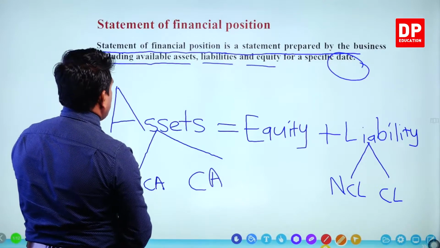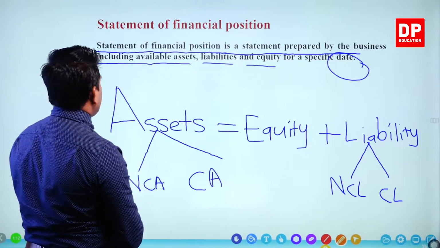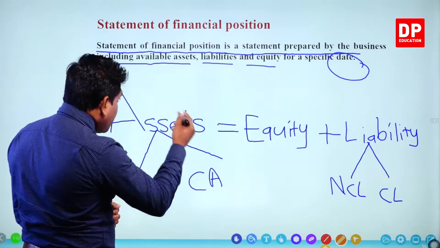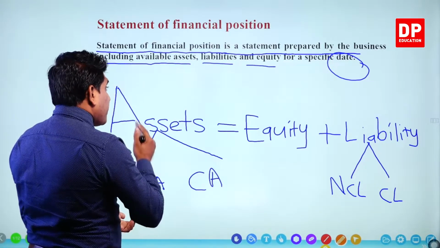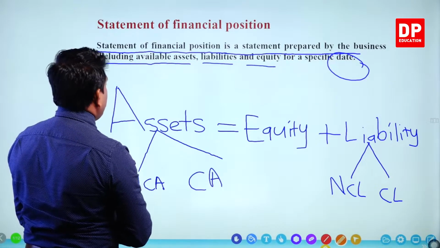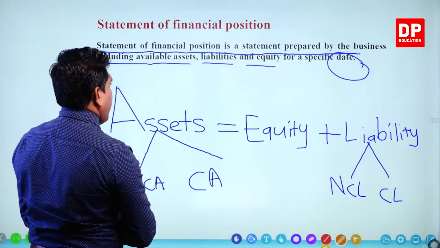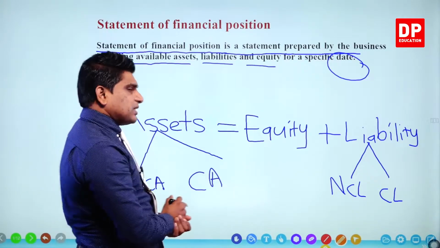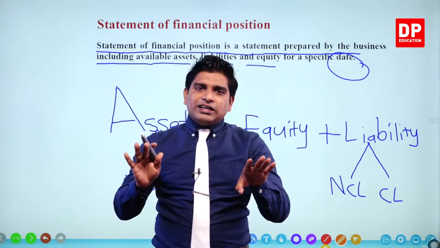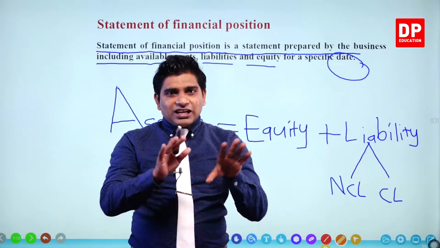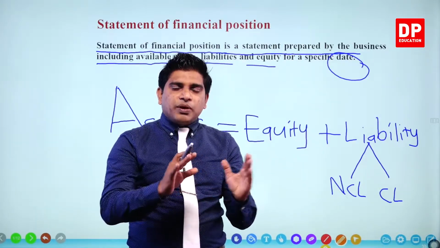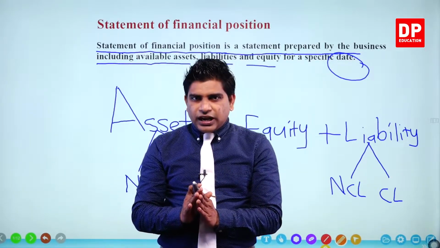What is the definition? What do you mean by statement of financial position? Statement of financial position is a statement prepared by the business, including available assets, liabilities, and equity for a specific date. You remember, in this statement of financial position, you never enter income and expenses. Income and expenses were used to prepare the profit and loss statement.